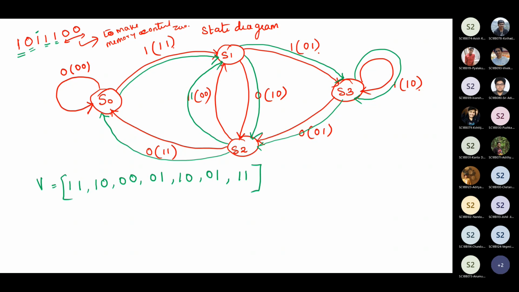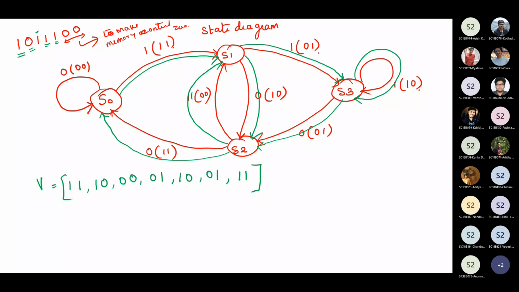Is this point clear, right? This is the way you can easily do the encoding. Once you draw the state diagram from the circuit, it is easy for you to do the encoding.